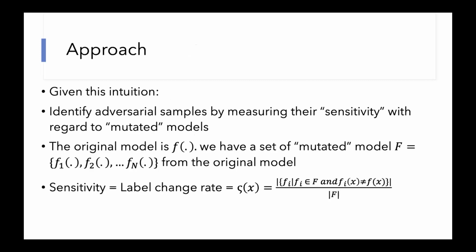So given this situation, we can actually identify adversarial samples by measuring their sensitivity with regard to mutated models. Suppose the original model is small f, then we have a set of mutated models generated from the original one. We denote it as capital F. The sensitivity, or so-called label change rate, is the percentage of models that have changed the label of X. I certainly feel that this method could not be that costly, as we discussed before.